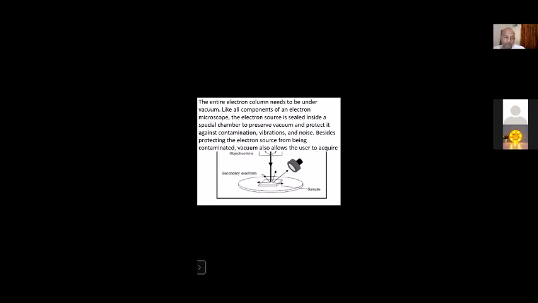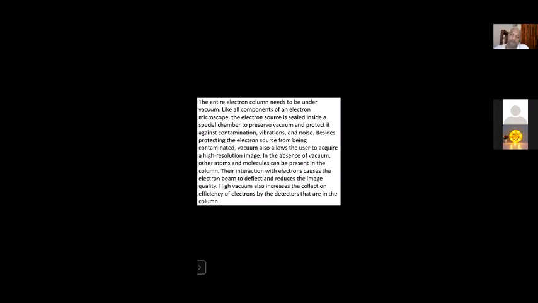In the absence of vacuum, other atoms and molecules can be present in the column. Their interaction with electrons causes the electron beam to deflect and reduces the image quality. High vacuum also increases the collection efficiency of electrons by the detectors that are in the column.